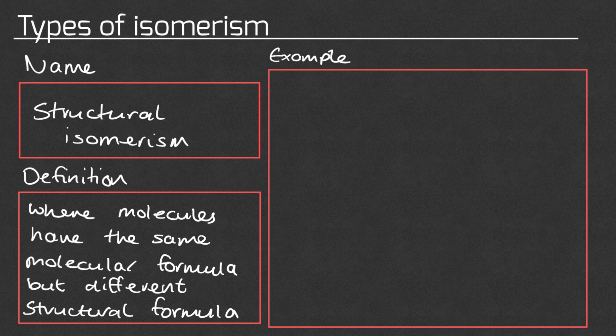You might want to go back to the first section of the video and recap what these different types of formulas mean. So we could say that 2 molecules are structural isomers of each other if they have the same molecular formula but their structural formulas are different. So let's look then at some examples of this. Let's look at the structural isomers of C4H10.